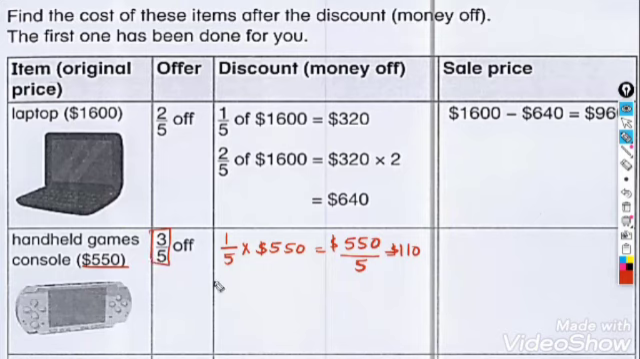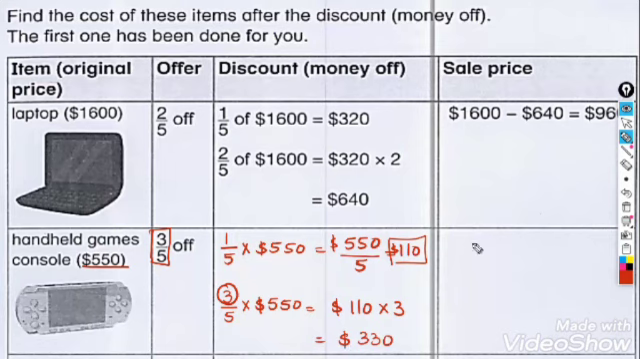Now you have to find out the 3 parts out of 5. So you will do 3 parts out of 5 multiplied by $550. You have found this, that if one part money is equal to 110, so the 3 parts money will be equal to $330. Now this is the money that has been discounted. They have given us a discount of $330 out of $550.